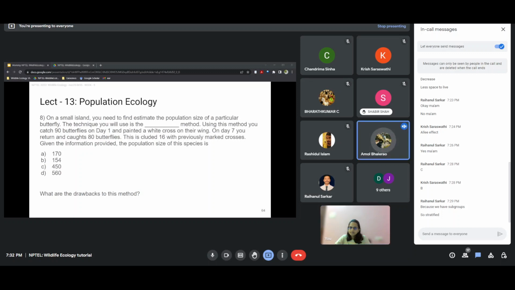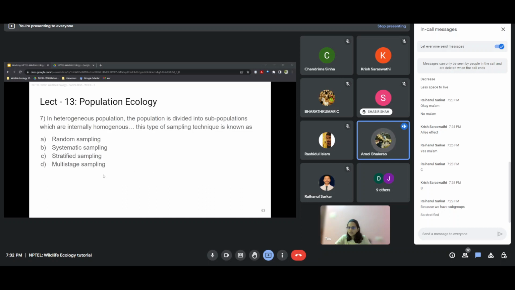Ma'am, in the previous question, the last option is multi-stage sampling. Yes, multi-stage sampling is when you have multiple layers to the sampling technique. You can stratify your sampling, that is the first layer. You divide them into subgroups that are internally homogeneous, so you have grassland and forest patches. And then within those grassland and forest patches, you grid them up and do some random sampling, right? So that becomes multi-stage sampling, with various levels.